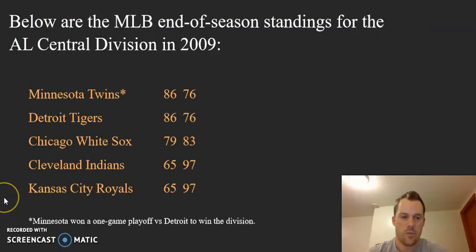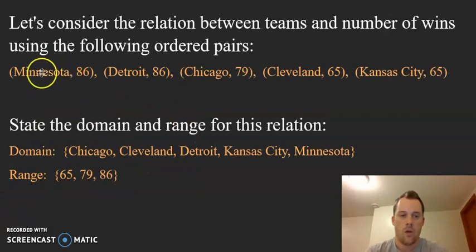So if we look back at the example from the previous video where we've got these 5 teams and their number of wins, our ordered pairs in our relation were right here. So we've got a couple of teams that have 86 wins, Chicago with 79, and then 2 teams with 65 wins.